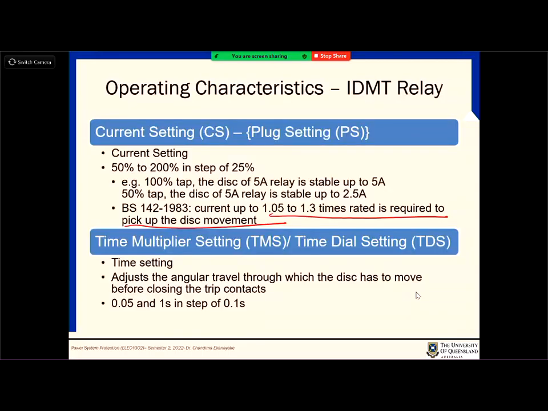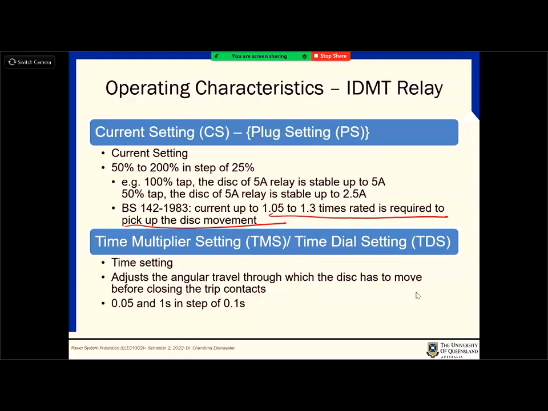We also discussed what the current settings and the time settings of a relay are. These are sort of definitions. If you want to set the relay at 50% of the rated current of the secondary circuit, then you call it 50%, or sometimes, if it is a 5 amp rated circuit, we call it 2.5 amp. So you can express these things in different formats.